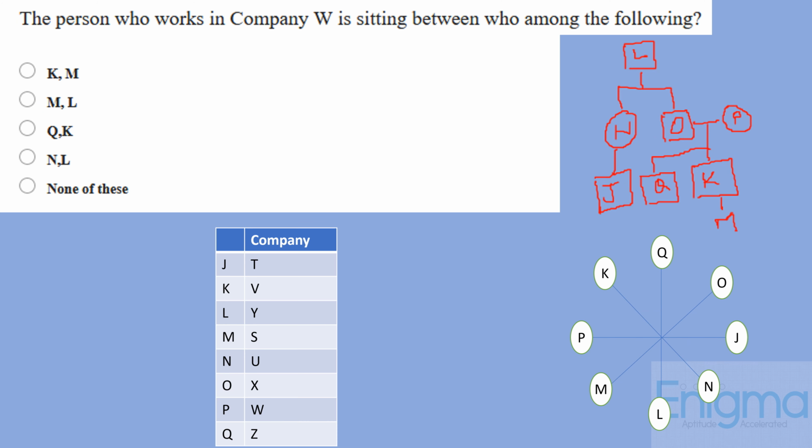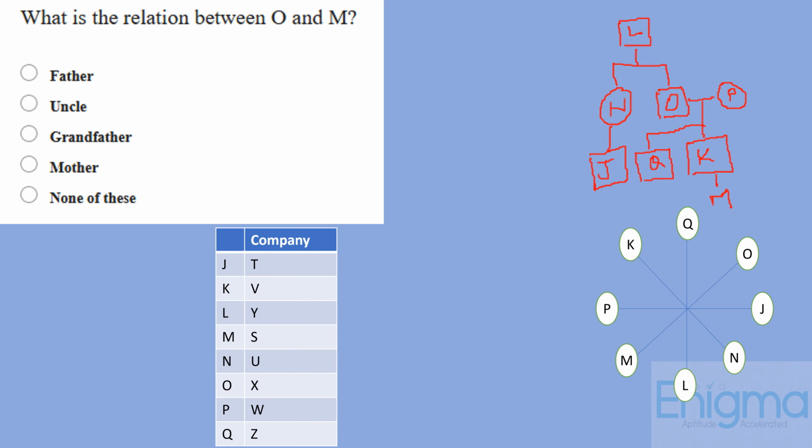The person who works in company W is sitting between who among the following? So the person who is working in company W is P. Now P is sitting between K and M. So the answer would be option 1. What is the relation between O and M? From the family tree, we can see that O is the grandfather of M.